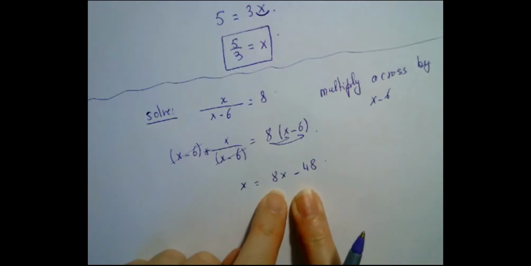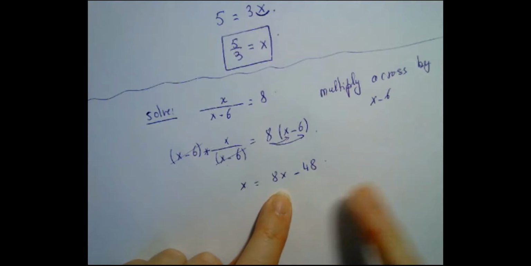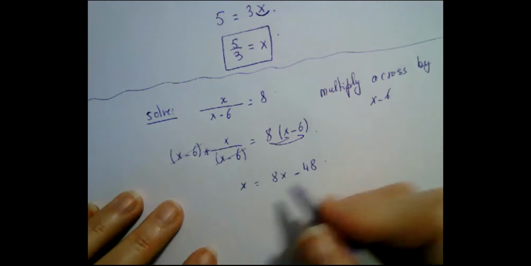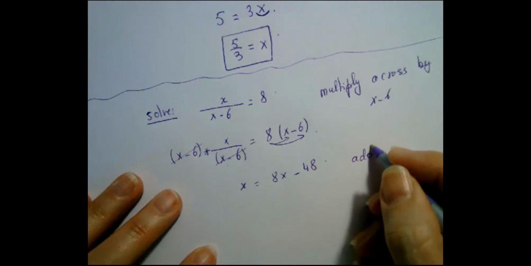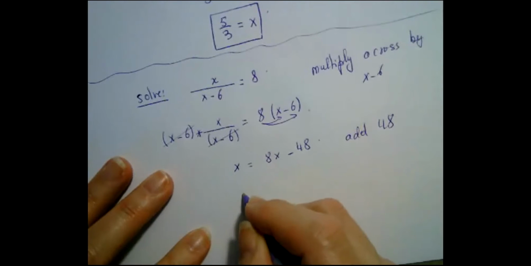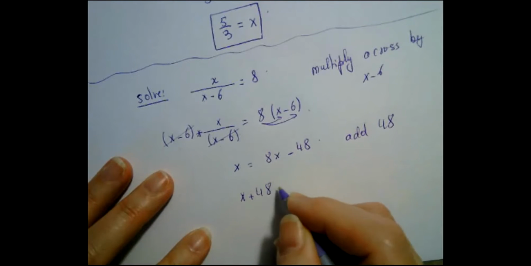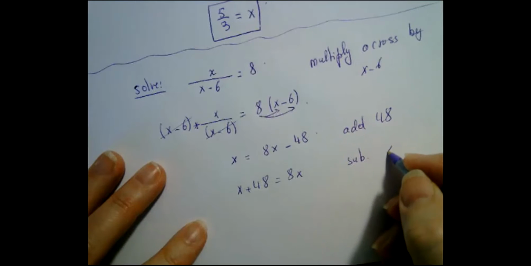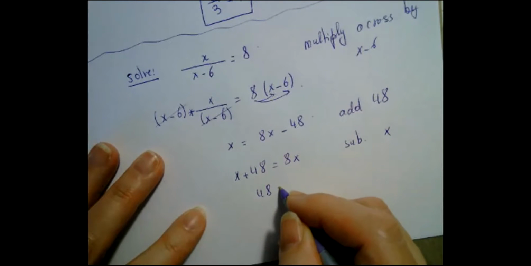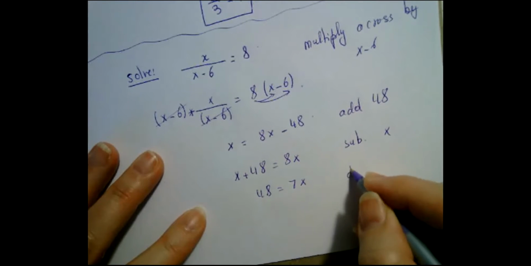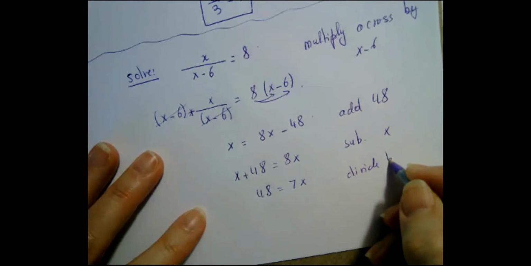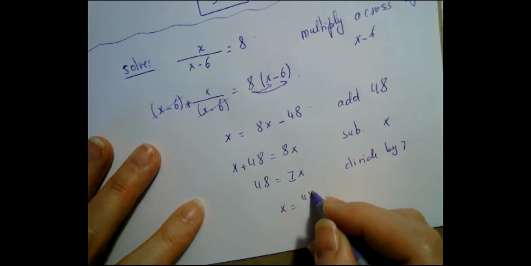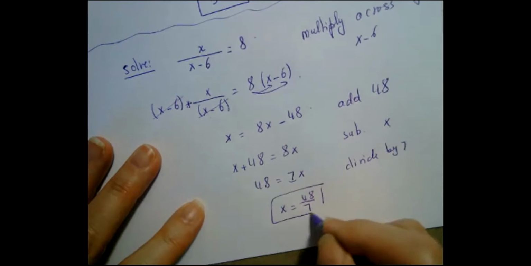Now, when I am at this stage, is it easy or hard? Easy, very easy. So now I can add 48 to both sides, giving me x plus 48 equals 8x. Subtract x, gives me 48 equals 7x. Now we can divide by 7 to get rid of that, and I will get 48 over 7.